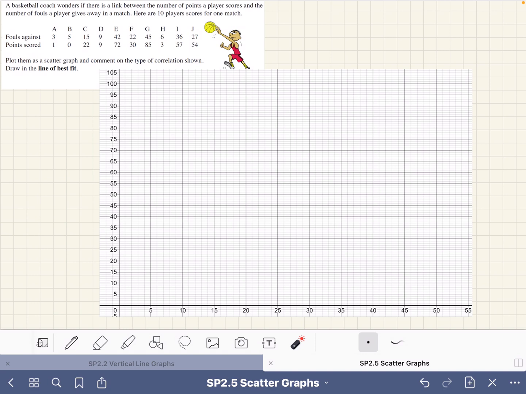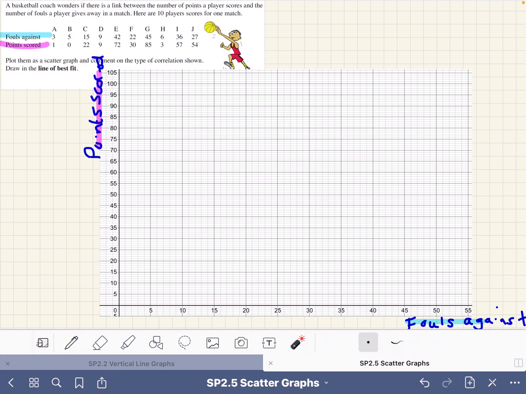To begin with, we must plot these points on a graph. I will begin by labelling. So the fouls against, I will choose to put down here. So fouls against. And for the points scored, I will put here. And now we will plot our points.